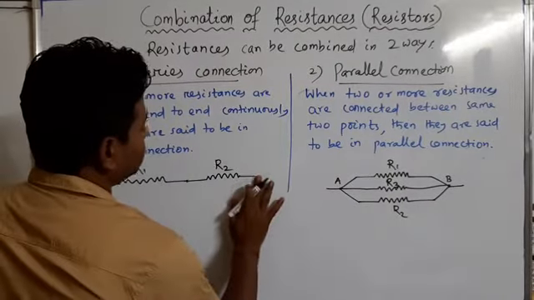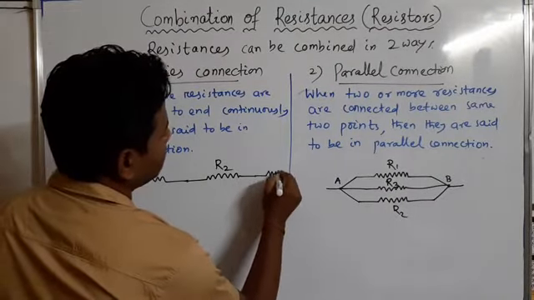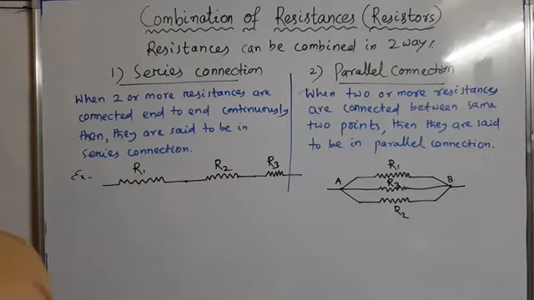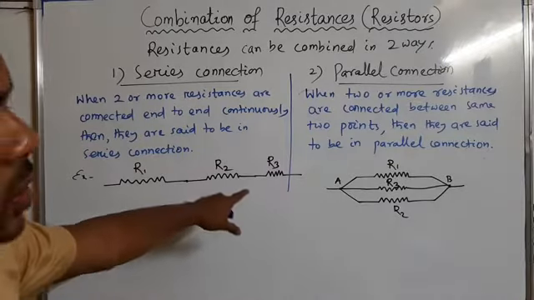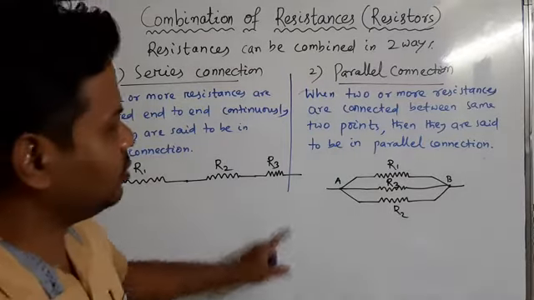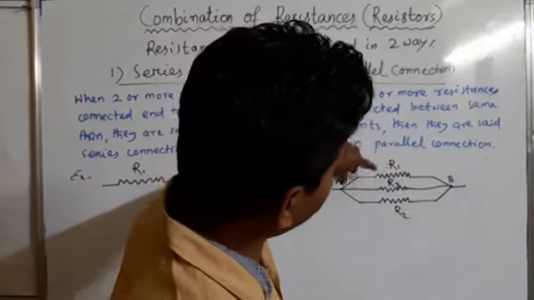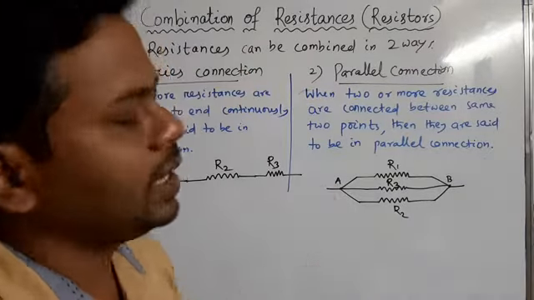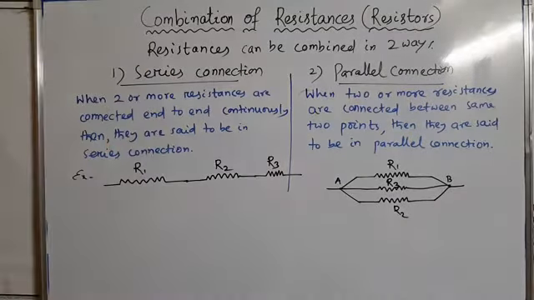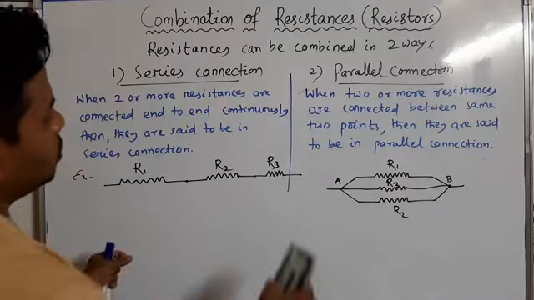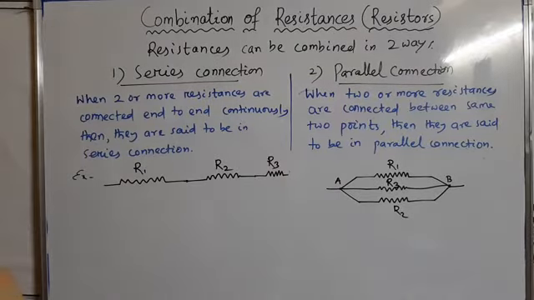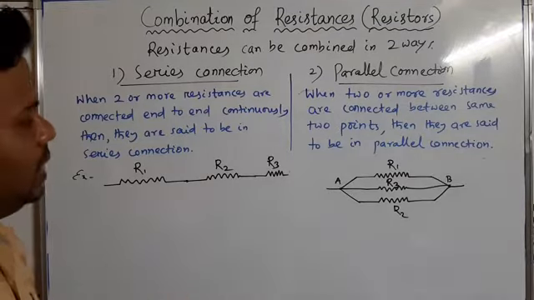Whereas if I join another resistor here, now these 3 resistors are said to be in series connection. So it is an end-to-end arrangement, whereas if both ends of each resistor are joined between the same 2 points, then they are said to be in parallel connection. Then students, we will read about the law of combination of resistances in series and law of combination of resistances in parallel.